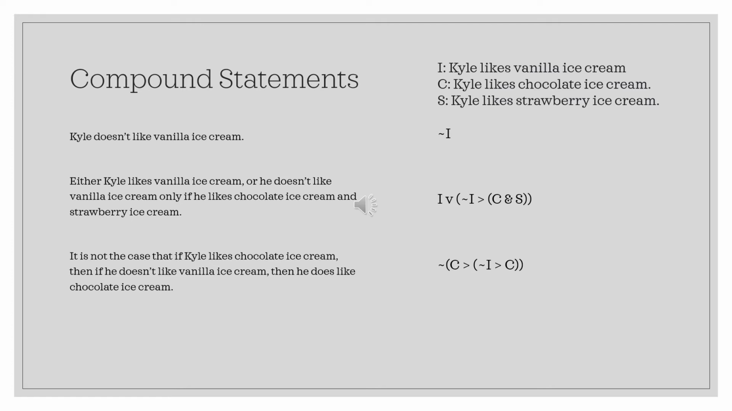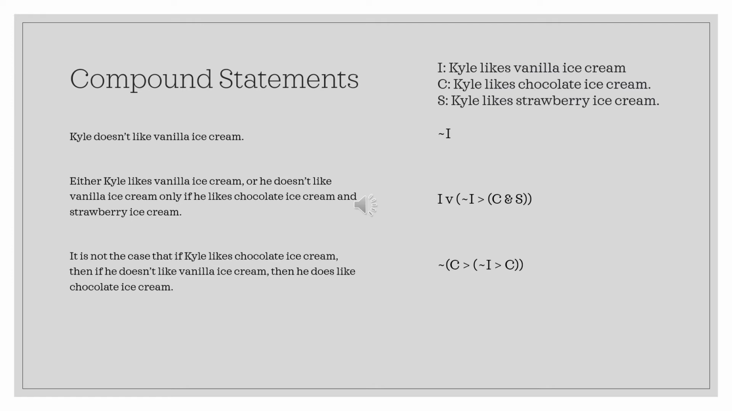Well, now something a little bit more complicated. Either Kyle likes vanilla ice cream or he doesn't like vanilla ice cream only if he likes chocolate ice cream and strawberry ice cream. Now, this is a little bit more complex, but you can often get a little hint here. The main operator of a sentence sometimes comes where the comma is, but it's not always clear.